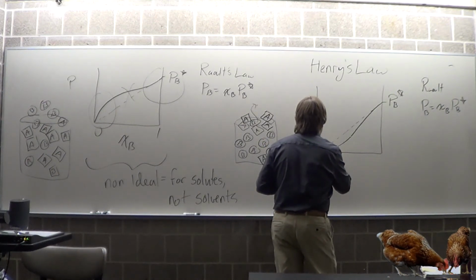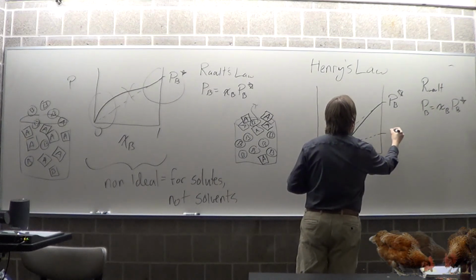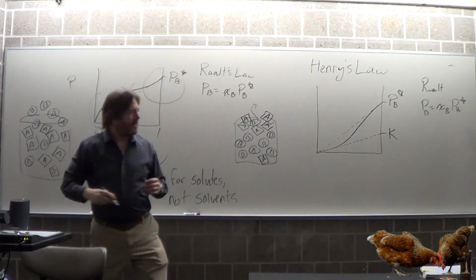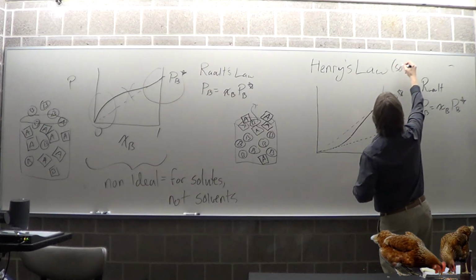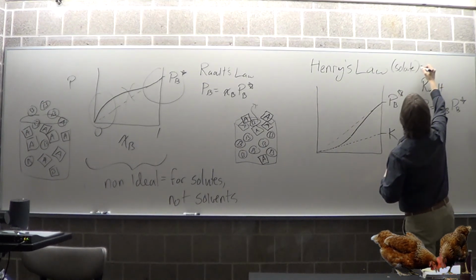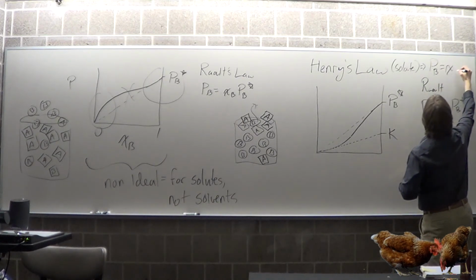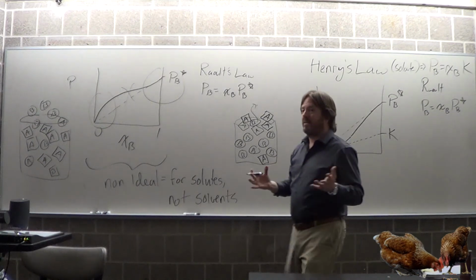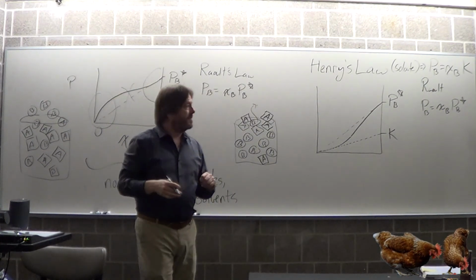What Henry's Law does is redefine the pure partial pressure. We don't call it that because it's not. We call it the letter K. So Henry's Law states that, only for solutes, the partial pressure of B is its mole fraction times a constant, an empirical constant that just makes it work. It forces the relationship to work fine.